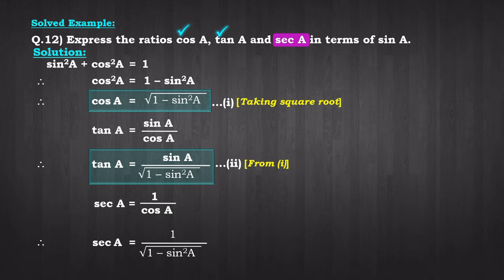Hence, the required trigonometric ratios in terms of sine A are: cosine A is equal to the square root of 1 minus sine squared A. Tangent A is equal to sine A divided by the square root of 1 minus sine squared A. Secant A is equal to 1 divided by the square root of 1 minus sine squared A.